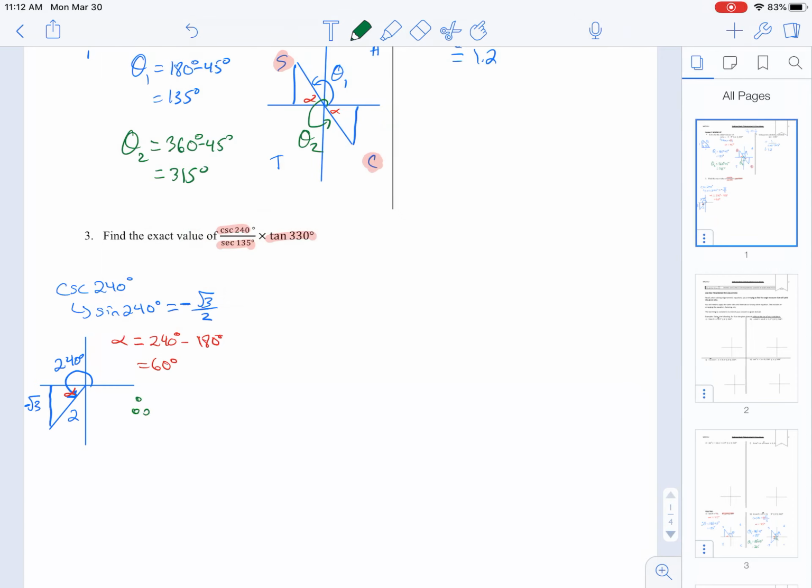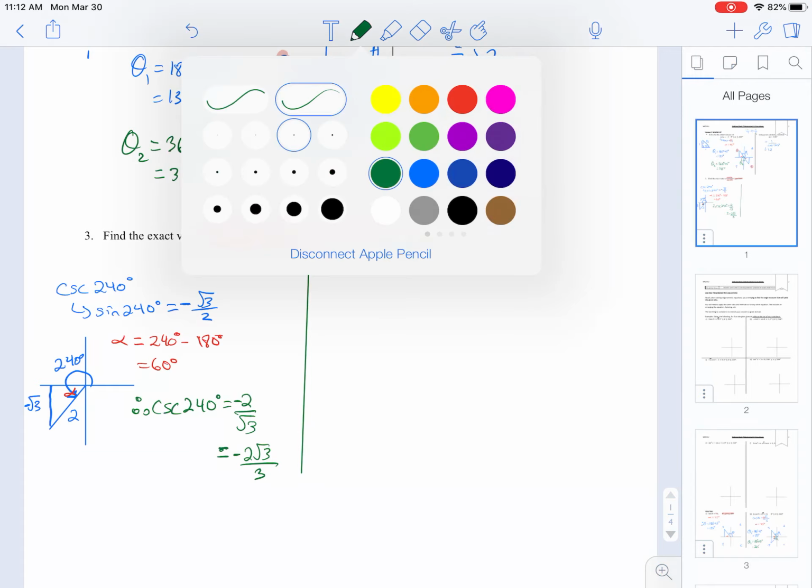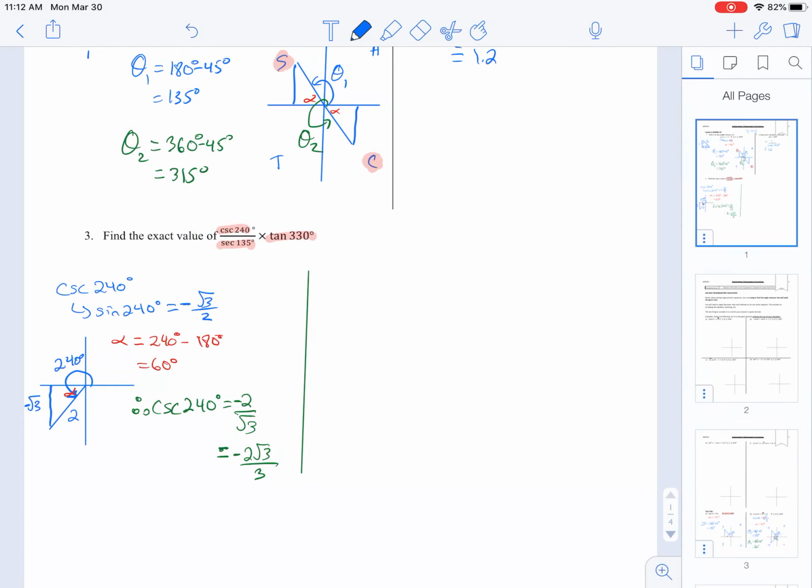Therefore, cosecant is the reciprocal of that. So I just flip it so it becomes -2 over root 3. And then if I rationalize the denominator, I'm going to get -2 root 3 over 3. So that's the first one. Again, the more you do, the quicker you'll get at doing that. So if you needed to, you can always back that up and rewatch it.